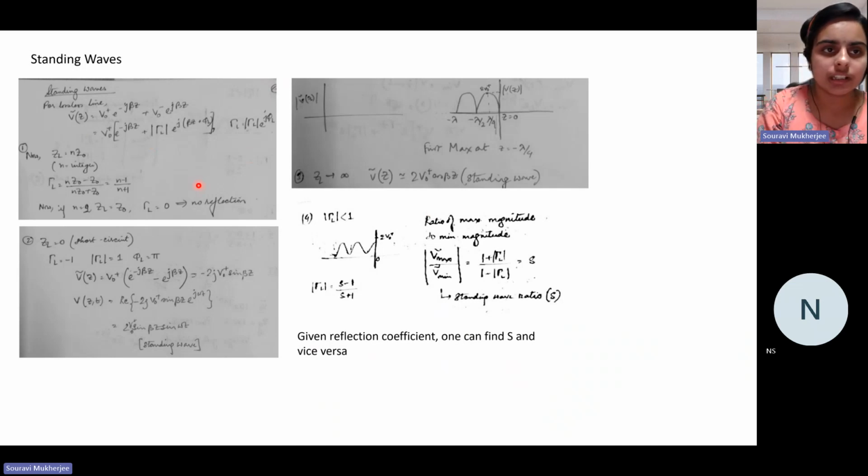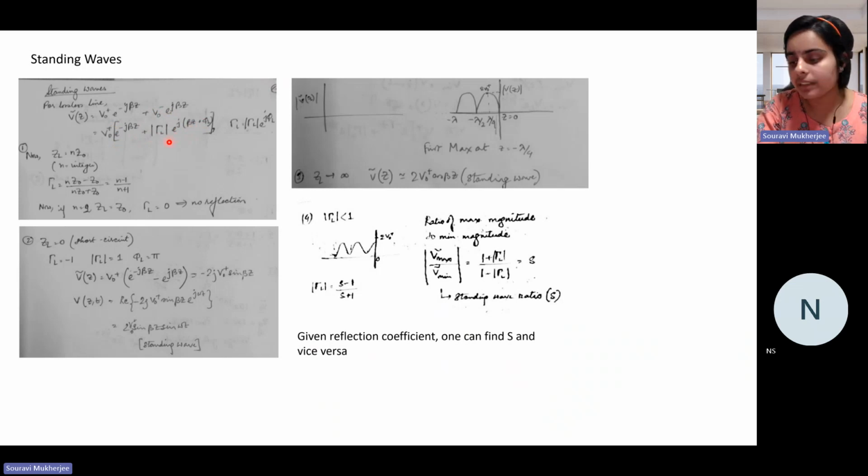Now this is the final part of today's class, where there's another thing that can happen, that is standing waves, right? For lossless lines, you can write the net voltage as something like this. You have a forward moving wave and you also have a backward moving wave, and they are related by the reflection coefficient. And this is how you can write it.